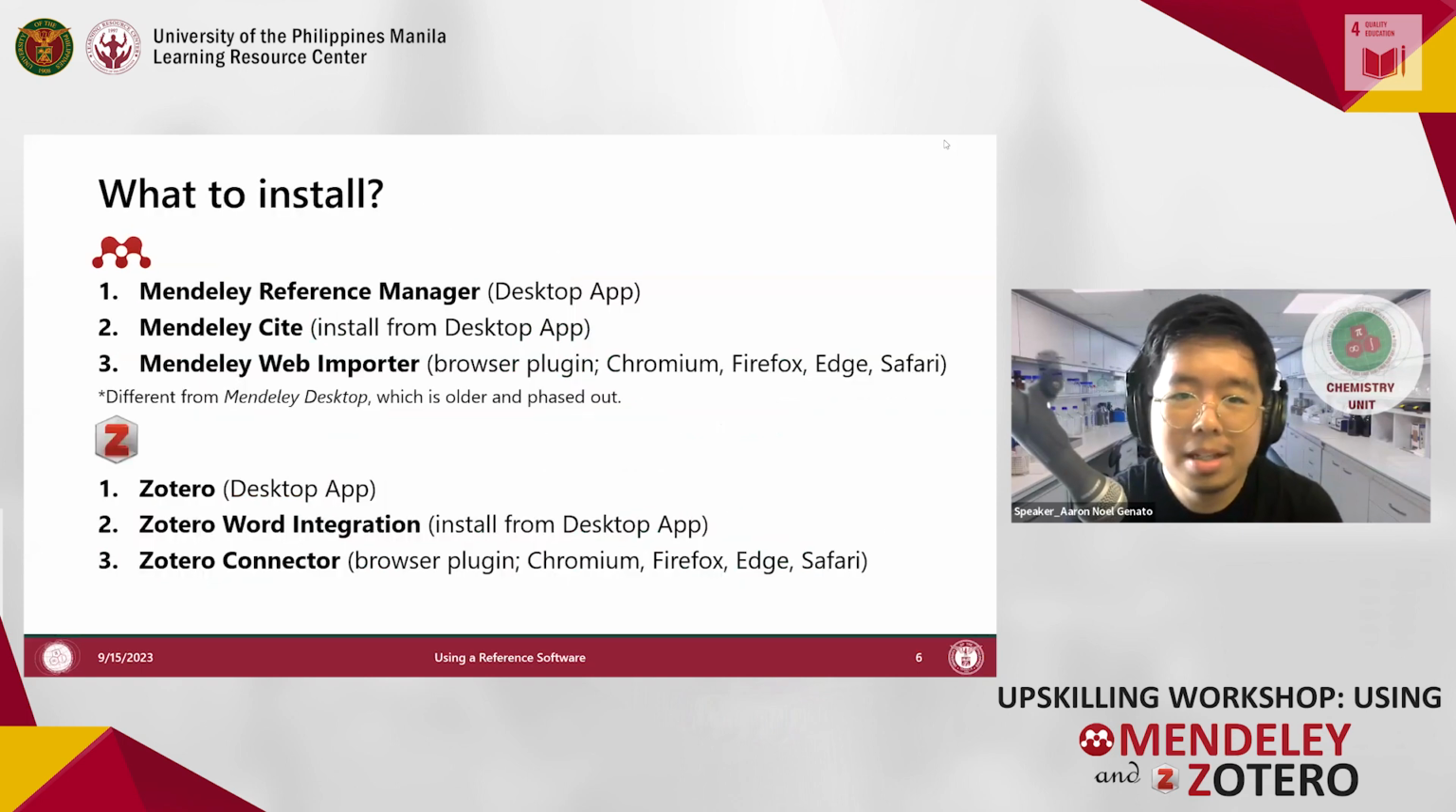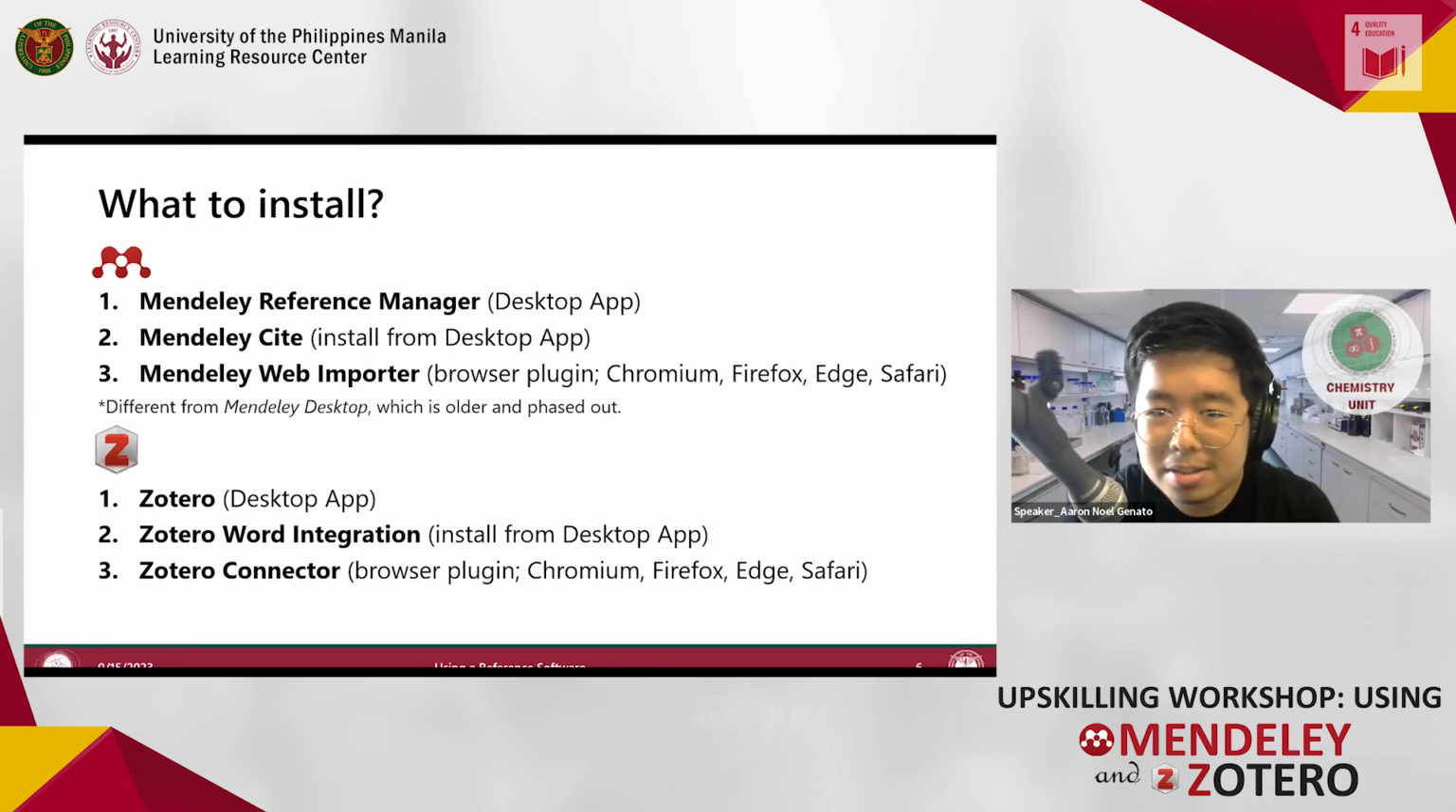Okay. So, hopefully na-install niyo na yung dalawang apps or if you chose one or the other, which is yung desktop app, yung reference manager, or yung Zotero desktop app. There are two other things na I'd also like you to install if you can. If you will be using a browser to search for references, then you'd want to look for your web importer or Zotero connector. Okay, I think I can share sa chat yung link for the two.